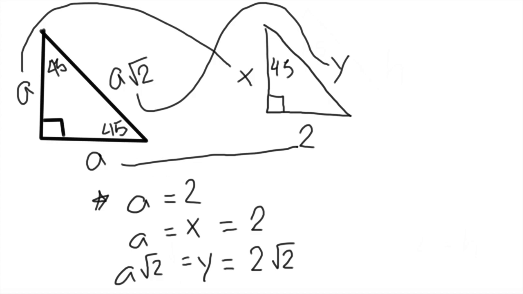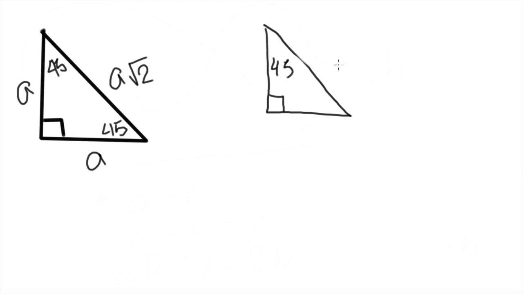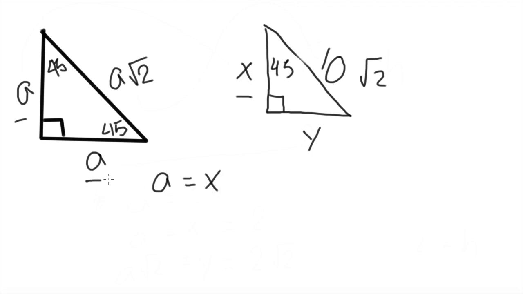Let's try another one. Let's say this time the hypotenuse is equal to 10 root 2, and I want you to find one of the legs and the other leg. So we set up our equations again. This side is equal to this side, so A is equal to X. This side is equal to this side, so A is equal to Y. And this side is equal to this side, so A root 2 is equal to 10 root 2.